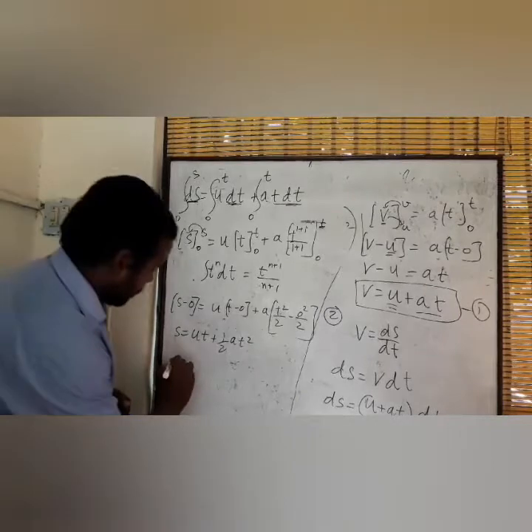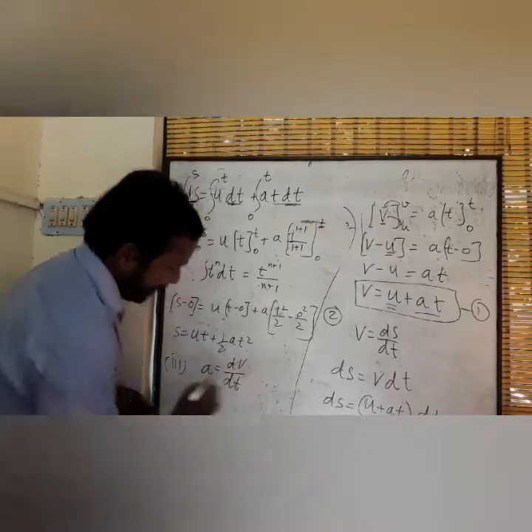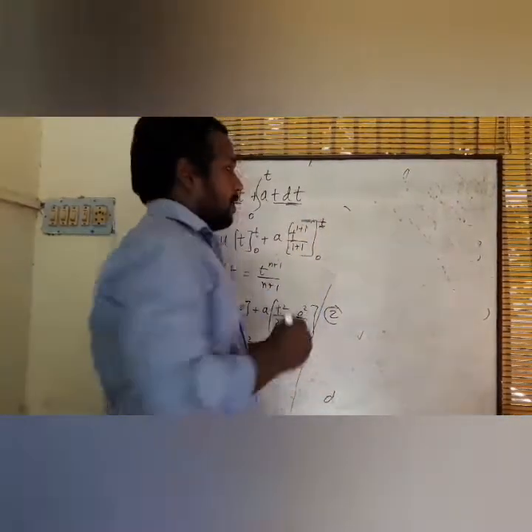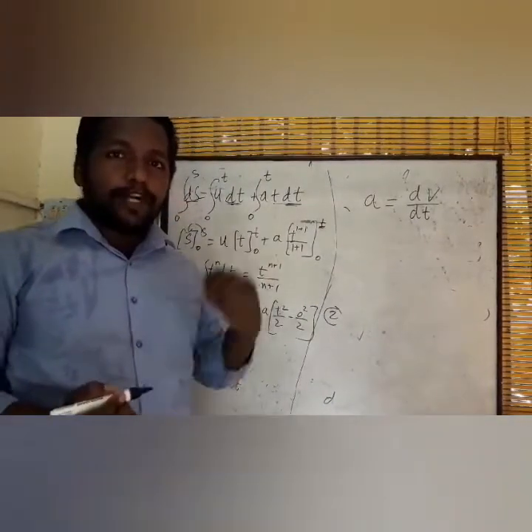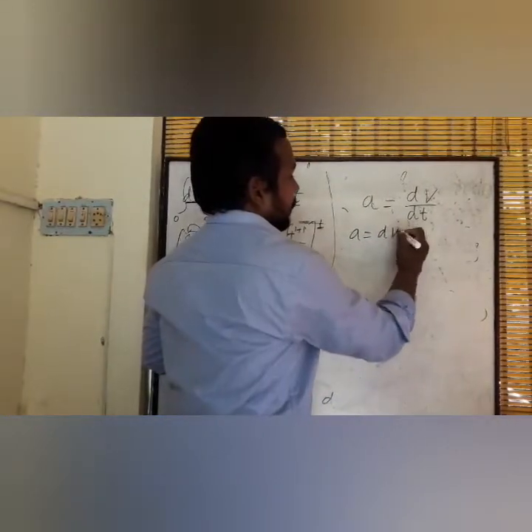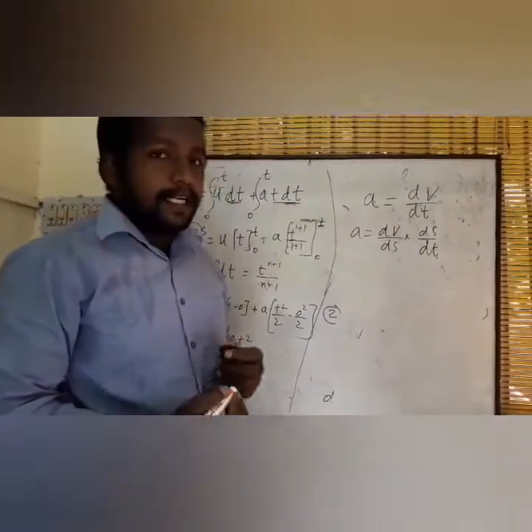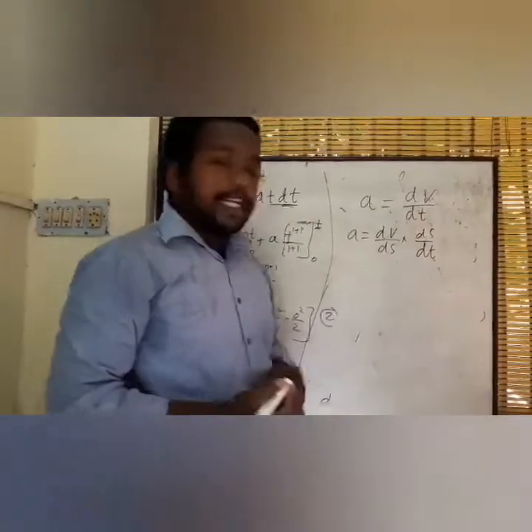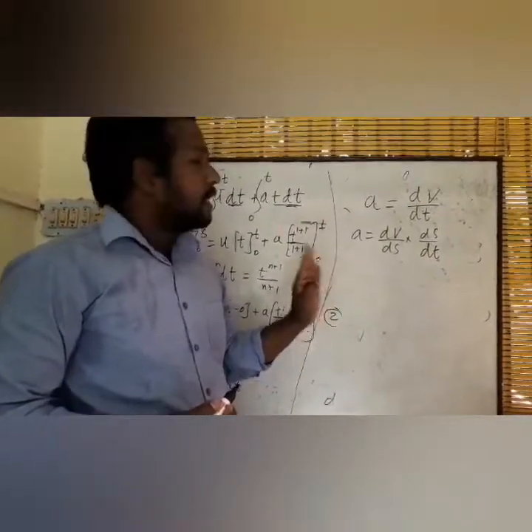For the third equation I take a is equal to dv by dt. So see here, a is equal to dv by dt. Numerator and denominator both I am going to multiply by ds. So a is equal to dv by ds into ds by dt. You can ask me why I am multiplying by ds. Because this cancels, you will get the old equation only. You can multiply and divide with the same term. It is applicable in mathematical expressions.